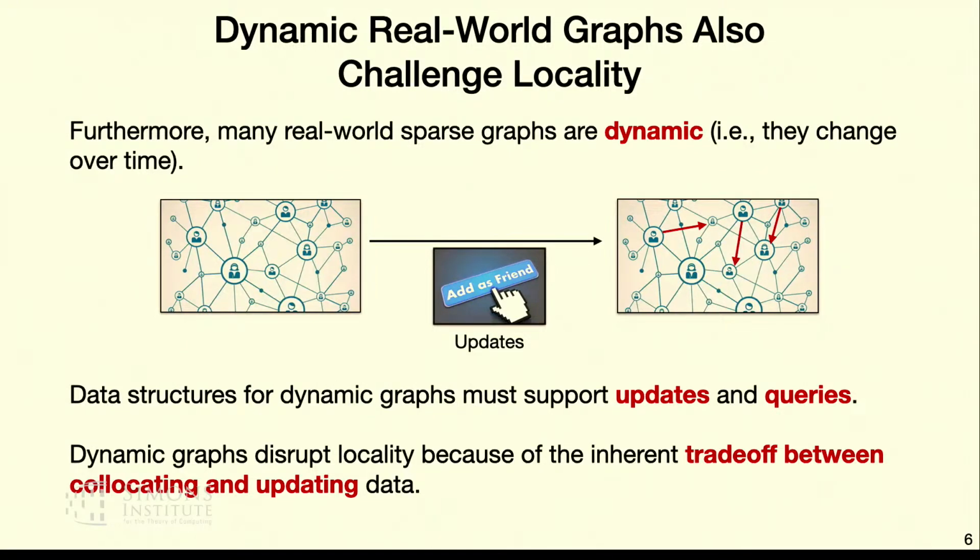And supporting these dynamic graphs is challenging because there's this inherent tension between locality and updatability that I'll get into a little more later. But at a high level, the intuition is that if you put your data close together, if you want to modify it, it's more annoying because you have to move more stuff around.